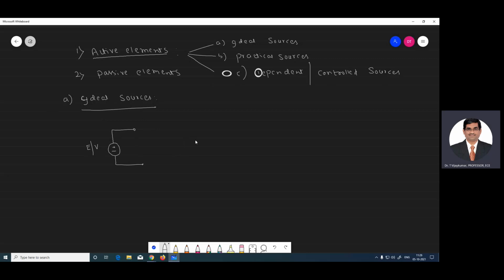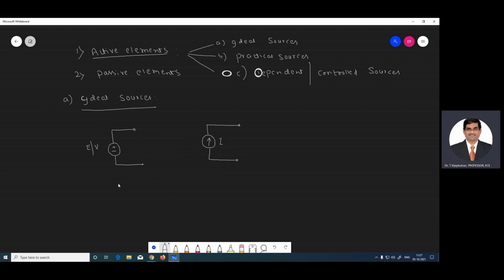So how to represent the ideal current source? This is the symbol to represent the current source: a circle with an arrow mark inside, and you can represent its notation as I. Here also there is no internal resistance or impedance parallel to the current source because it's an ideal source. These sources are also called independent sources, and we can plot their output characteristics.